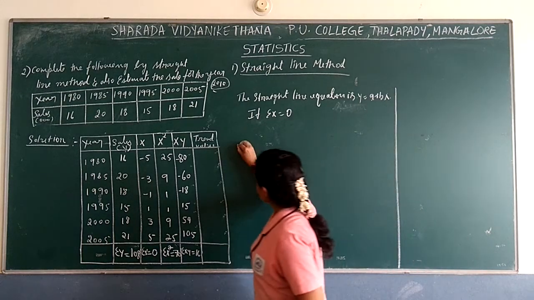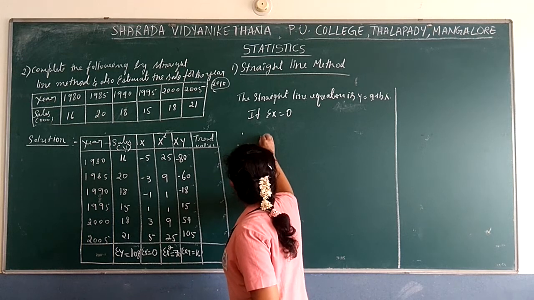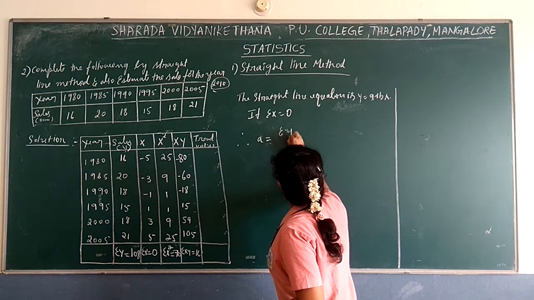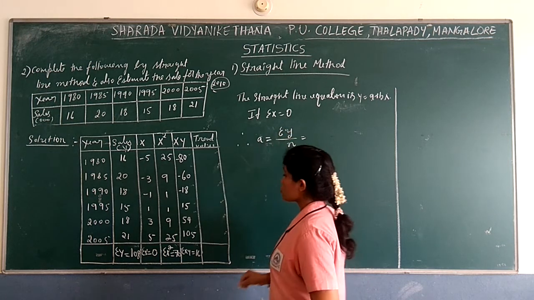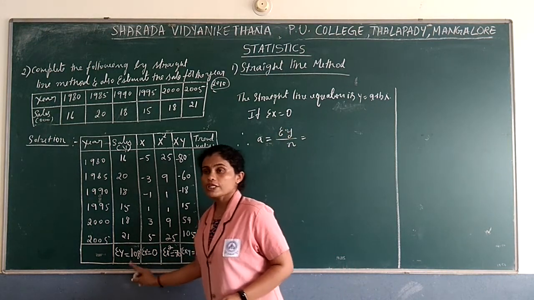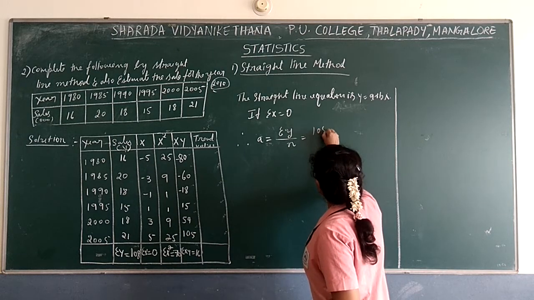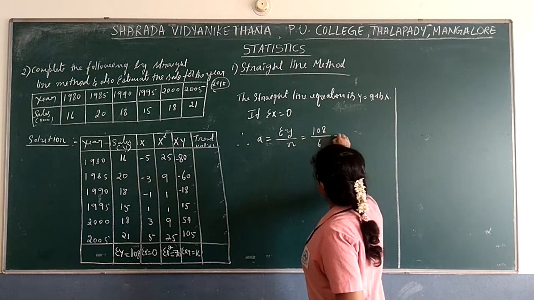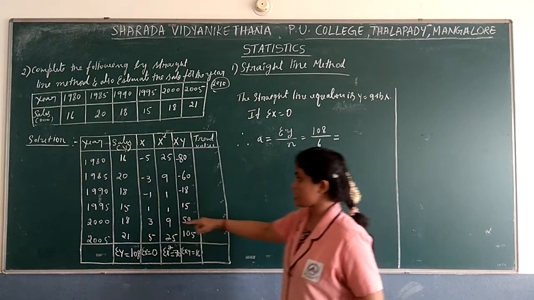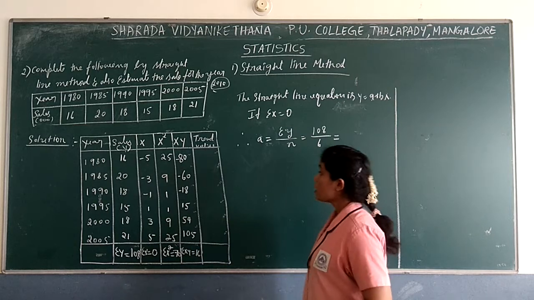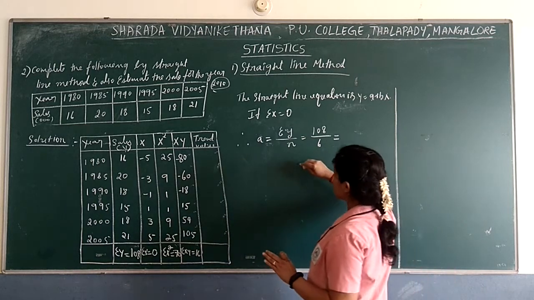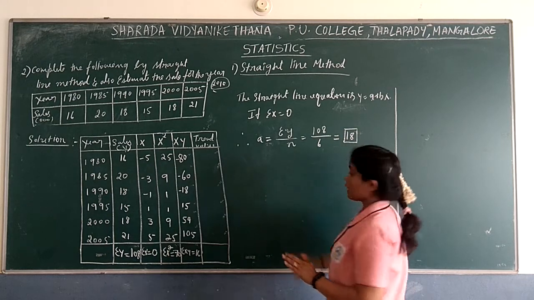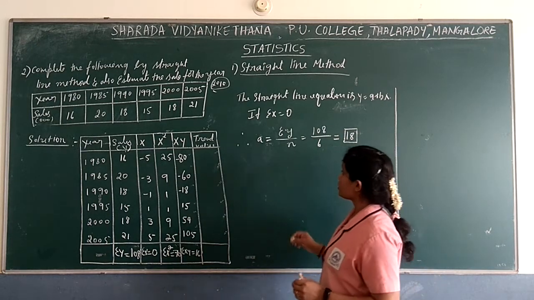Here, first we go with a. So a is equal to, what is the formula? Sigma y by n. So sigma y, the total of y column, is 108, divided by n, which is 6. So 108 by 6, n is nothing but the number of observations. So we get here 18, the value of a, or first constant.